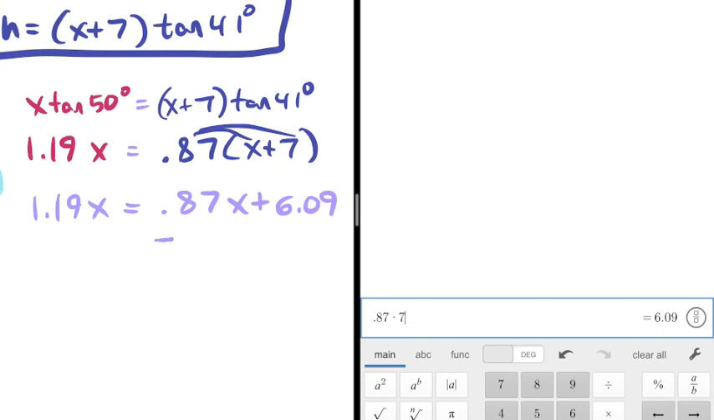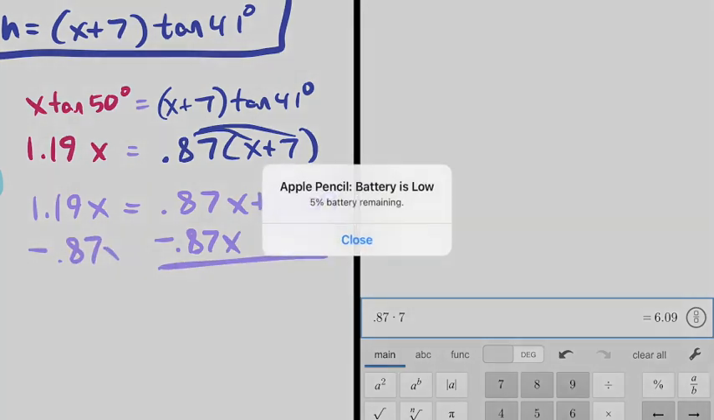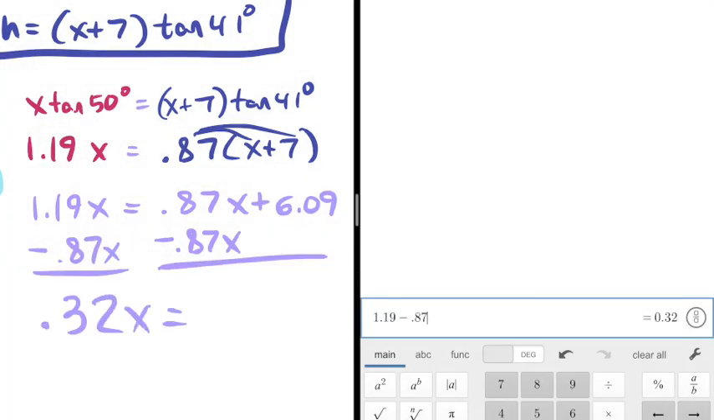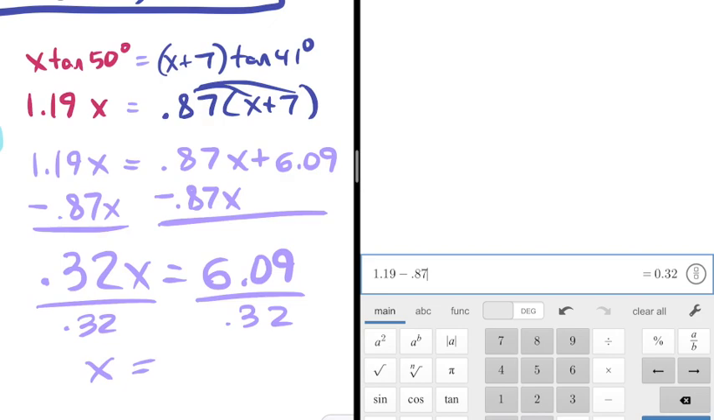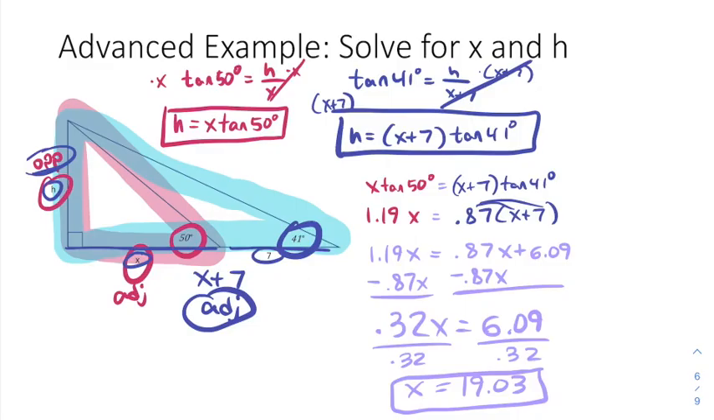Now I'll subtract the 0.87x to get the x terms on one side, and I get 0.32x equals 6.09, which I'll divide both sides by 0.32 now, and get a final x of 19.03. And now that I know what x is, I can plug it into either one of my h formulas up here to go and find h.